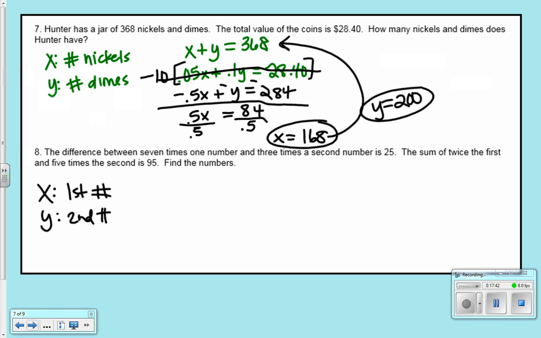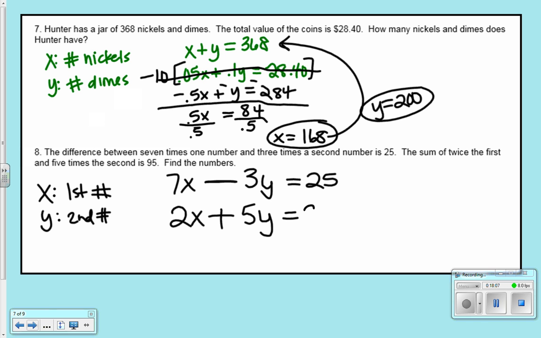That's all it is. So the difference between, that's subtraction, 7 times one number, so 7x, and the difference between this and 3 times the second number, so 3y, equals 25. The sum of, okay, so plus, the sum of twice the first and 5 times the second, is 95. Find the numbers. Okay, so there's our equations.